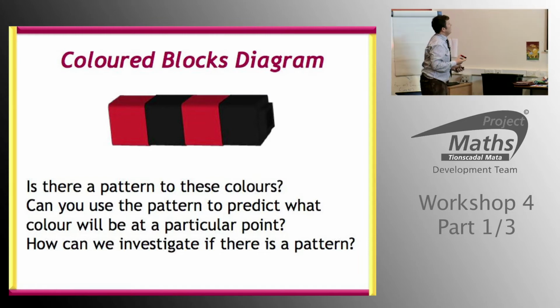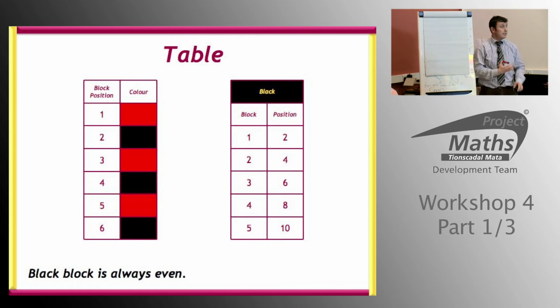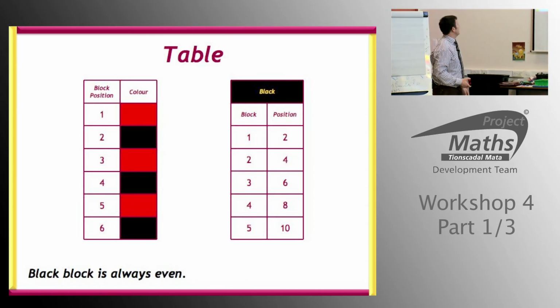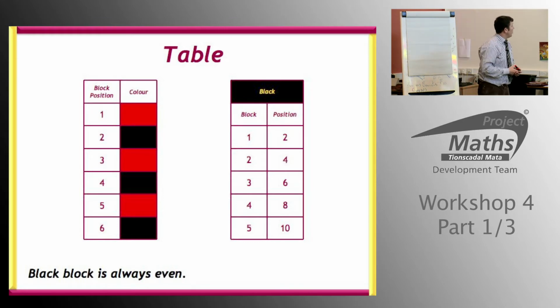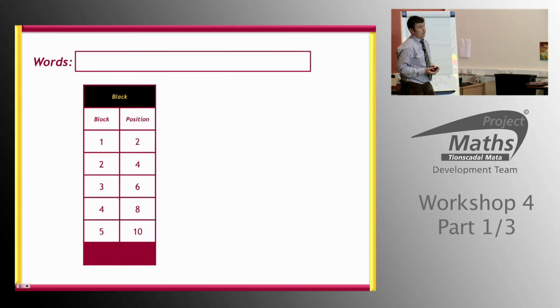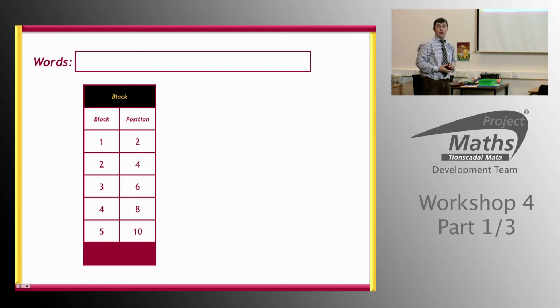So if we start doing out a table for this, to see can we predict anything from it. What have we got? Well, the first one is red, the second one is black, and so forth. So as we said, what did we notice from this? Now what have I done? What is that table just showing? Just showing the black ones. And would everyone agree with the table?